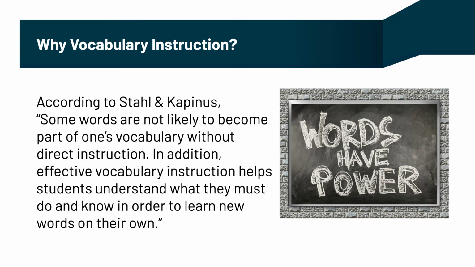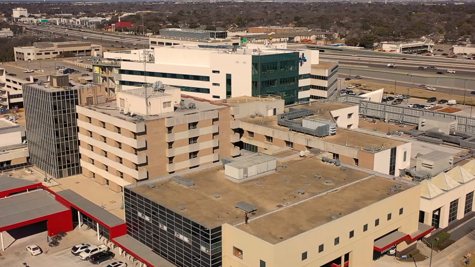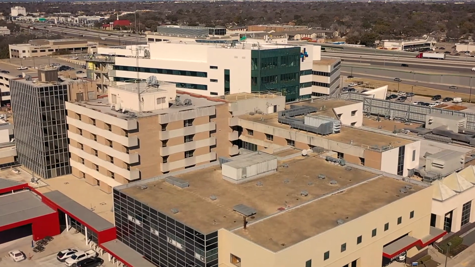Understanding vocabulary in informational text, you need to know that vocabulary instruction is done explicitly and methodically. According to Stahl and Kapanis, some words are not likely to become part of one's vocabulary without direct instruction. In addition, effective vocabulary instruction helps students understand what they must do and know in order to learn new words on their own.